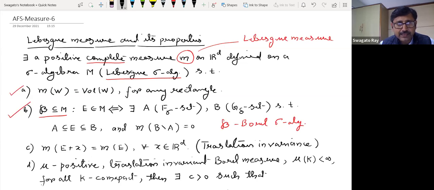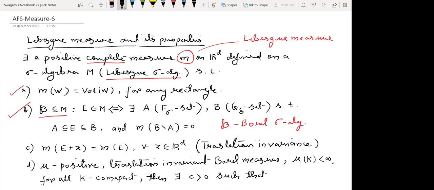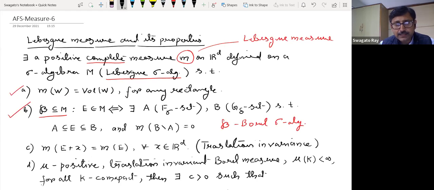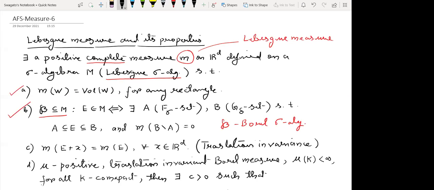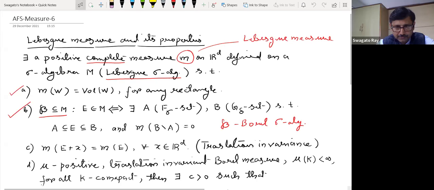So I was saying that if you have a rectangle W, and if you translate by an x, that is still a rectangle, right? So the measure of W, which is the volume of W, is the same as the volume of W plus x because it's a rectangle. And that is the measure of W plus x by property A. So translation invariance, I'm trying to say, is actually already true for all rectangles. That follows from property A. Are you convinced? Okay, we'll come to that again.